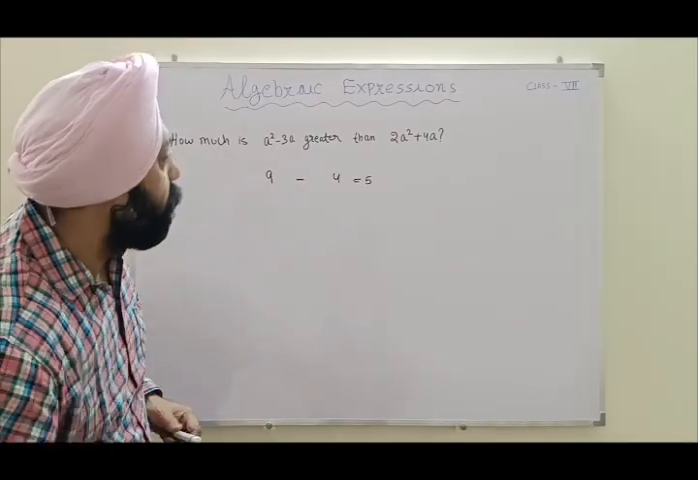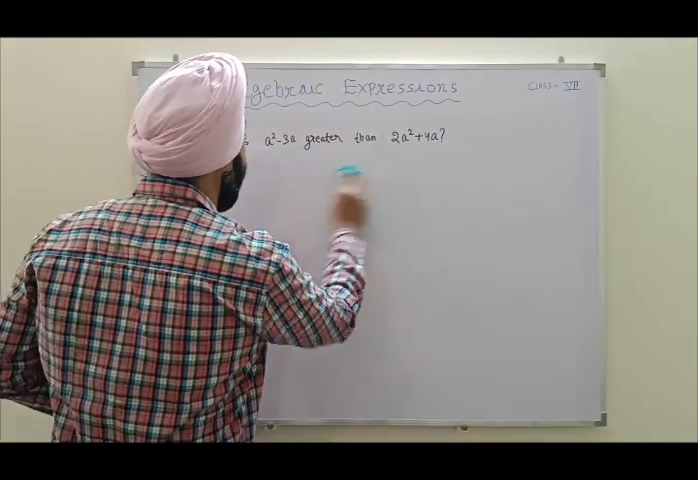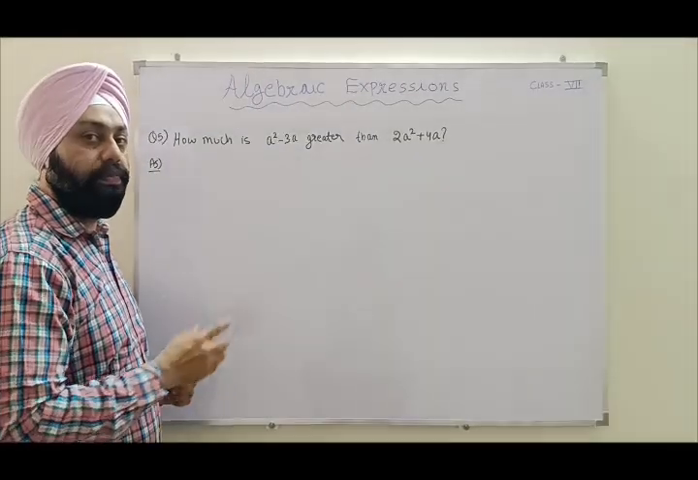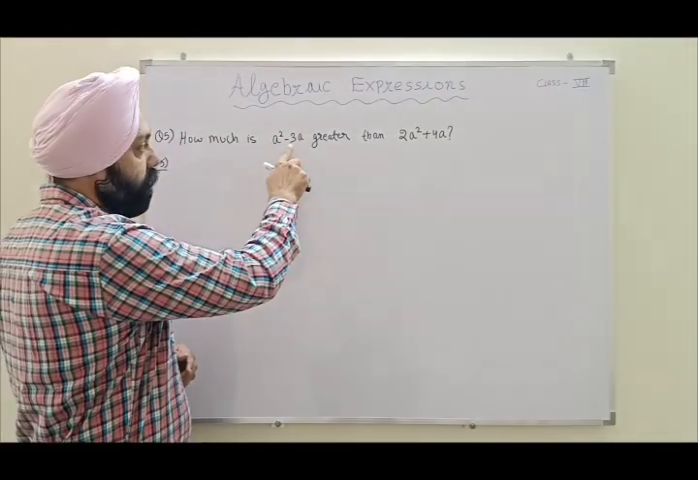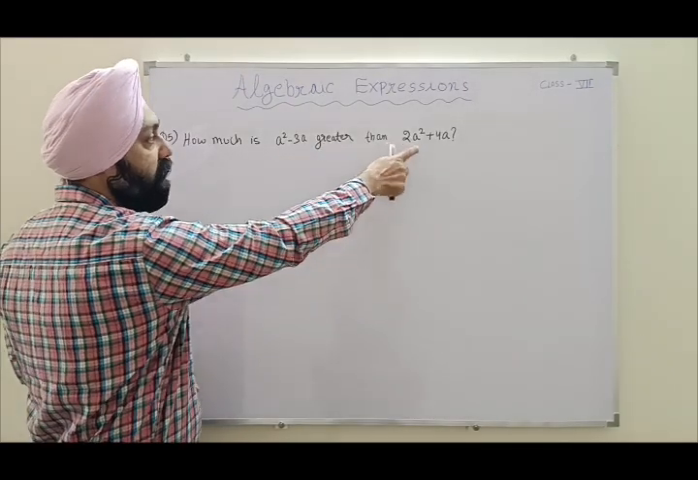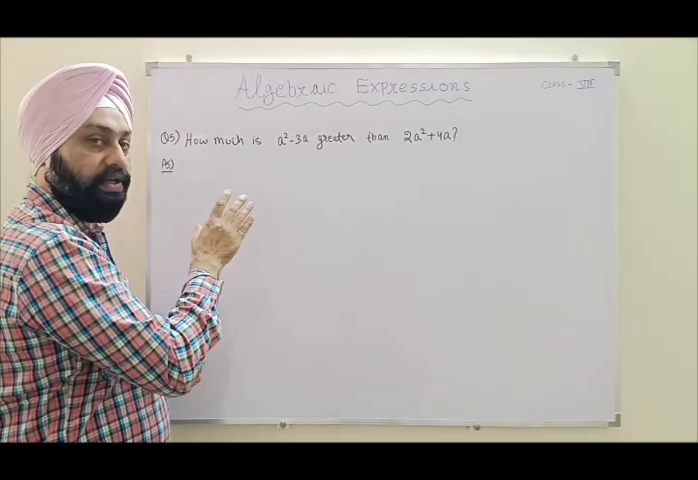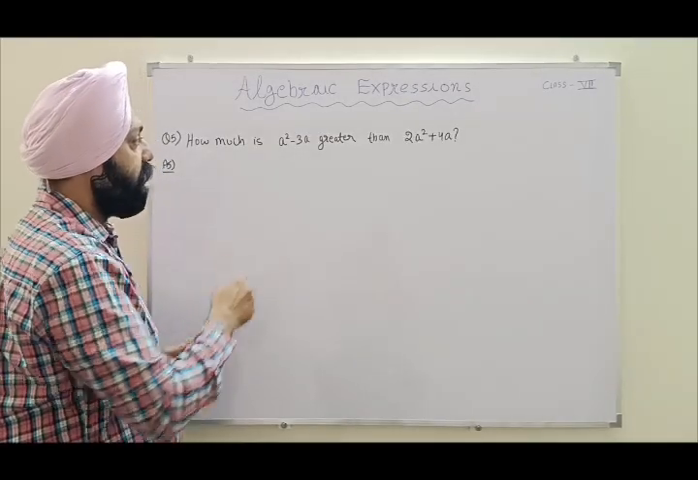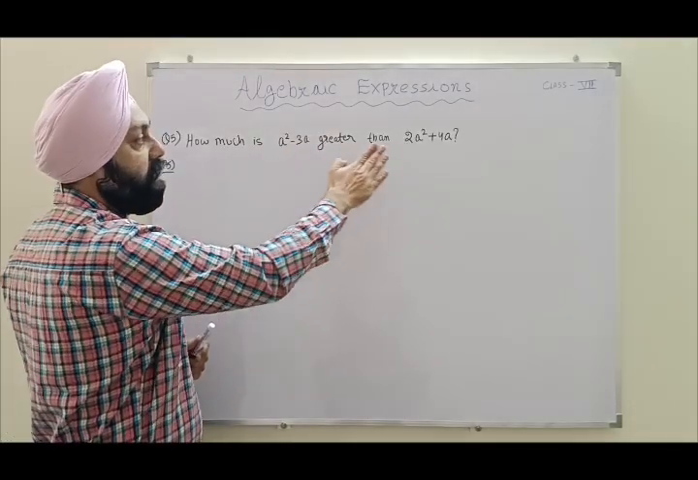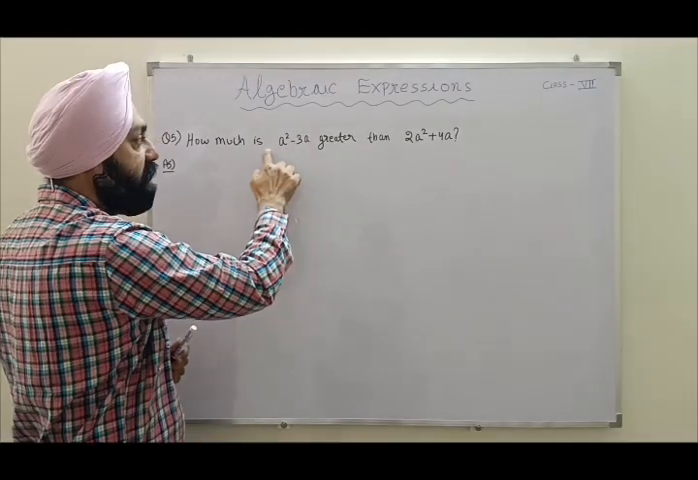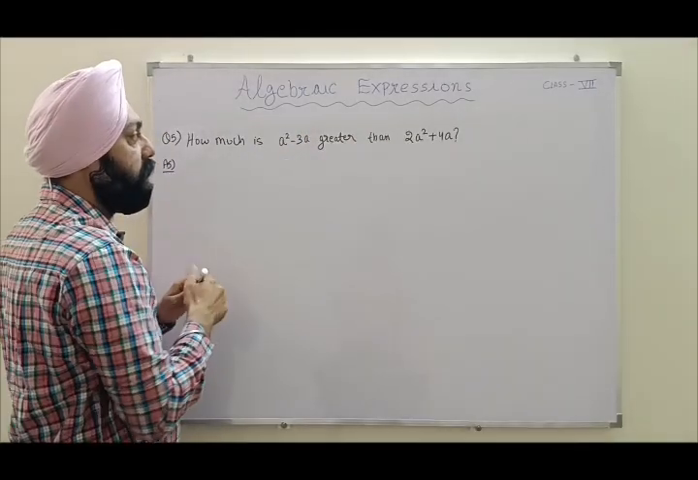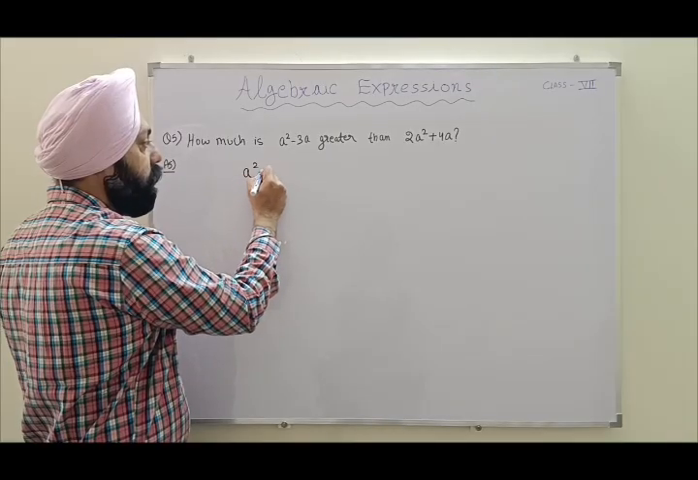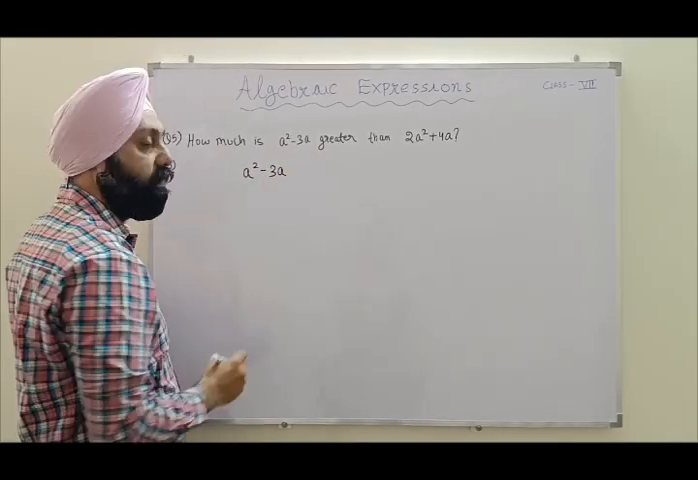So what we can do is, this a minus 3. So you have to first understand from which expression you have to subtract the other. Will you have to subtract this from this or this from this? The answer is hidden in the question itself. So how much is this greater than this? It means this is greater than this. So this is the bigger one. So simple, always subtract the smaller one from the bigger one.